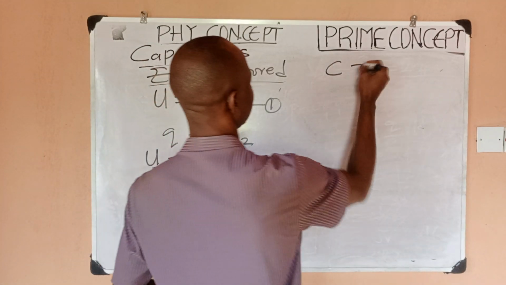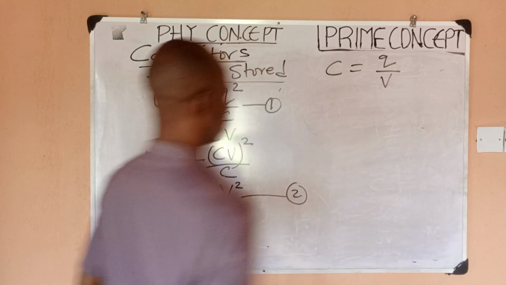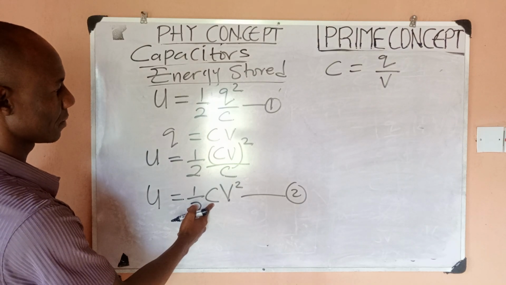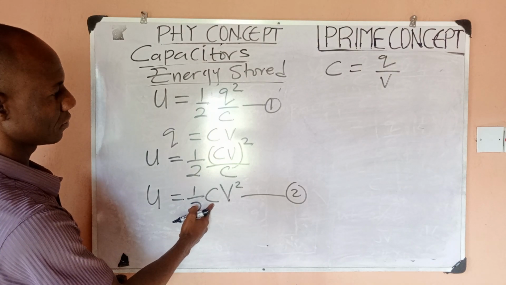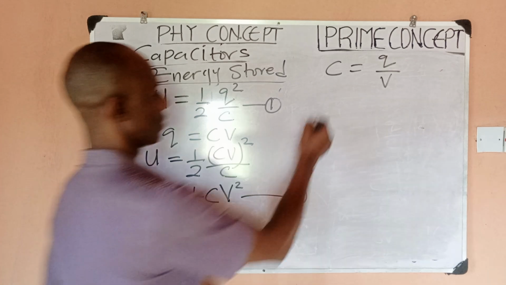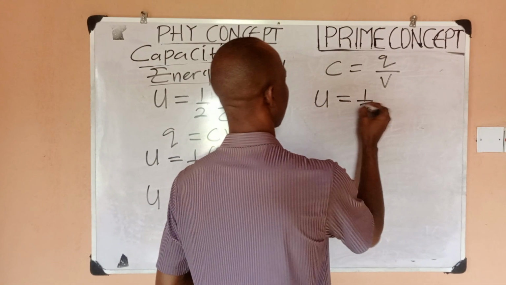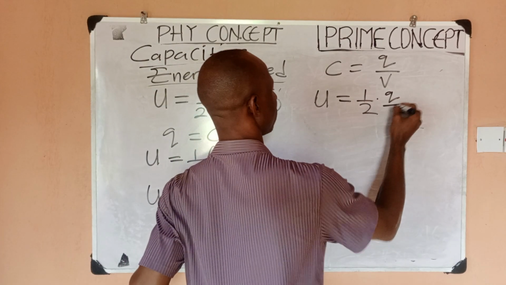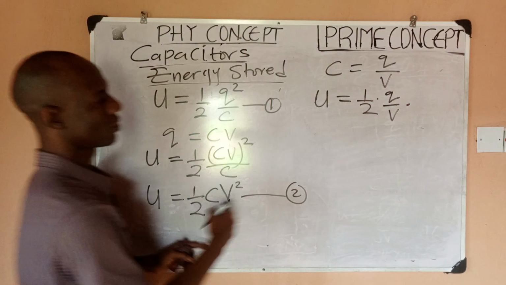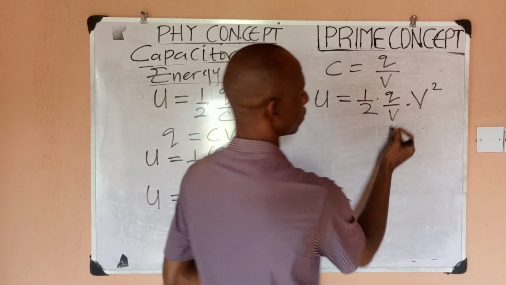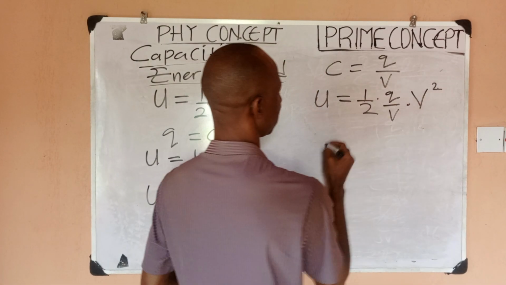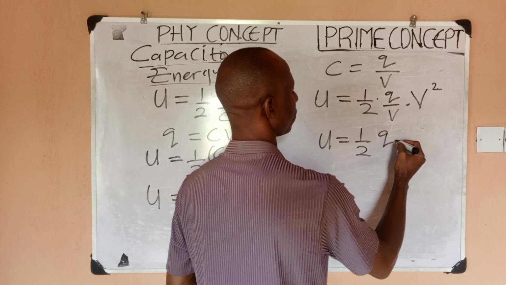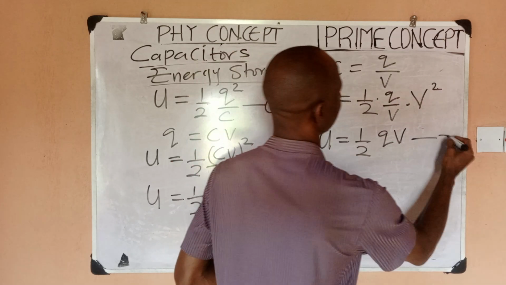So I would have that C is Q divided by V. If I come back here and replace C with that, what would I get? U becomes half C. Instead of C, I would write Q over V times what now? V squared, right? So that one V here would reduce one V. And then I would have that U is half QV. So this is my equation 3.